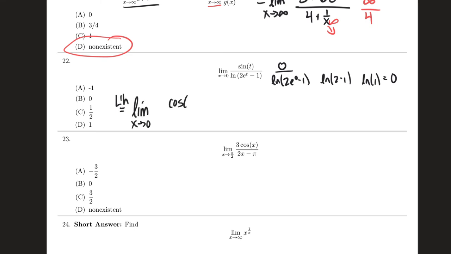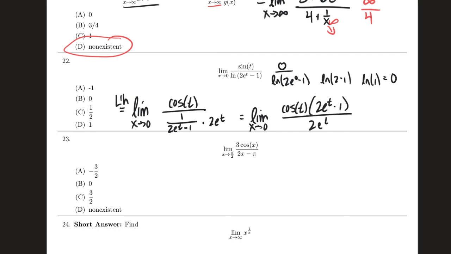So this is going to be equal to, by L'Hopital's rule, the derivative of sine is cosine. The derivative of natural log is 1 over the inside, and then the chain rule says to multiply by the derivative of the inside, which is 2 e to the t. When you have this fraction within a fraction, that's going to move up to the top, and in the bottom it's going to have that 2 e to the t, which is not part of that fraction. And then I plug in 0 for all these. Cosine of 0 is 1. e to the 0 is 1, so it's going to be 2 minus 1 over 2, which is 1 half.